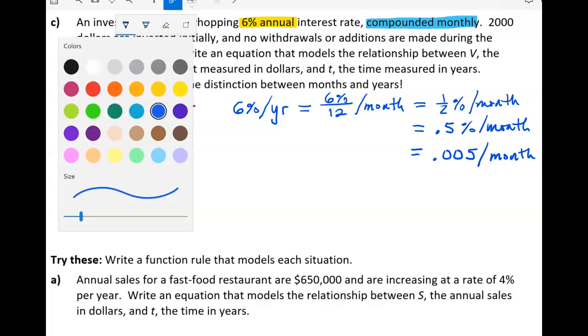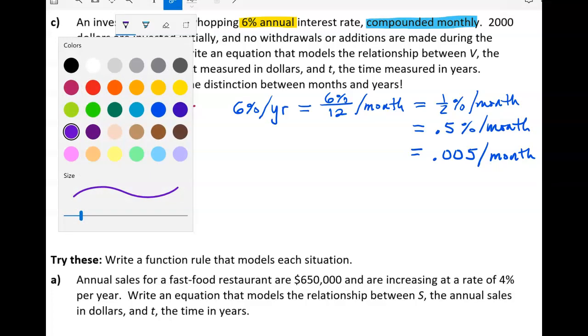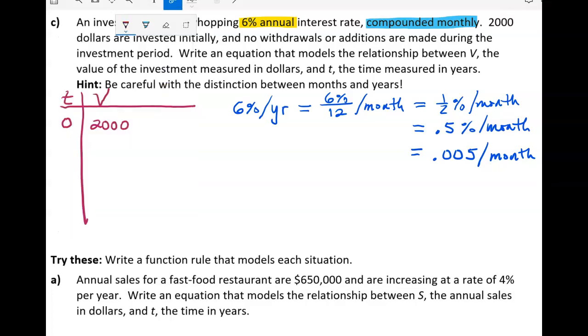All right, let's use that for our next row's entry. So in our next row, at t equals not 1 year, but 1 month, which would be 1/12 of a year, the value of the investment is 2,000 plus that 0.5% of 2,000. So that's going to be 2,000 times 0.005.